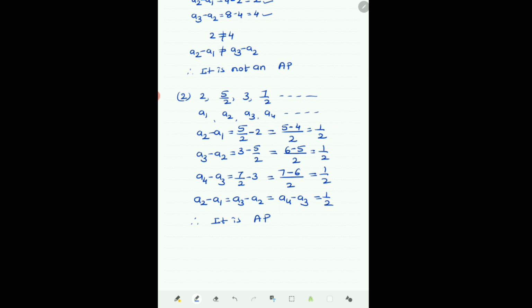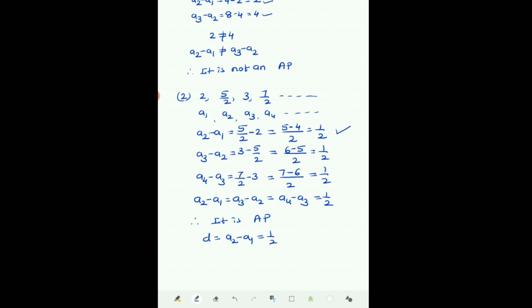But the next question is, if it is an AP, what you have to find out? Common difference D. So this half only the common difference. You know, D is what? D is A2 minus A1, that is equals to 1 by 2. You got it already.